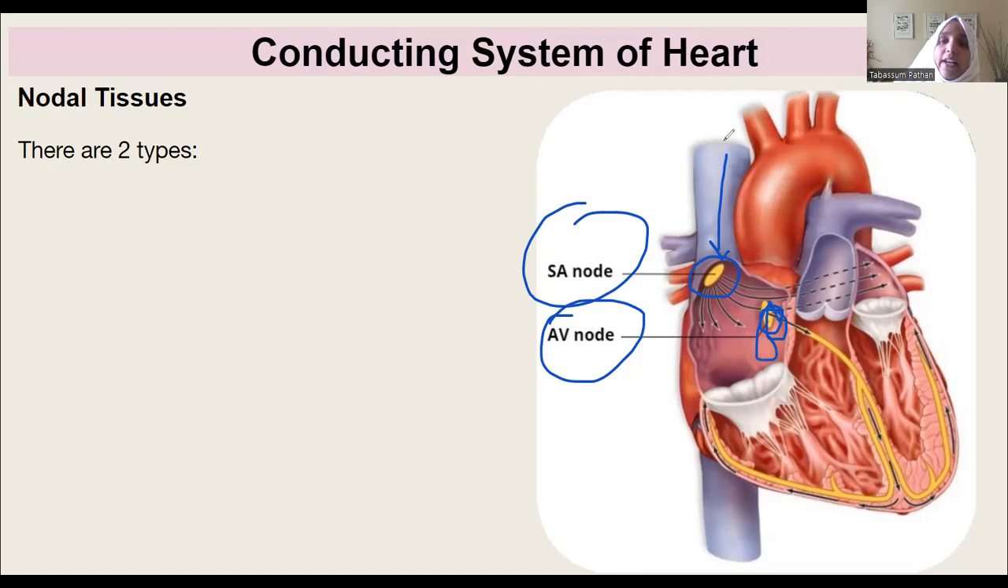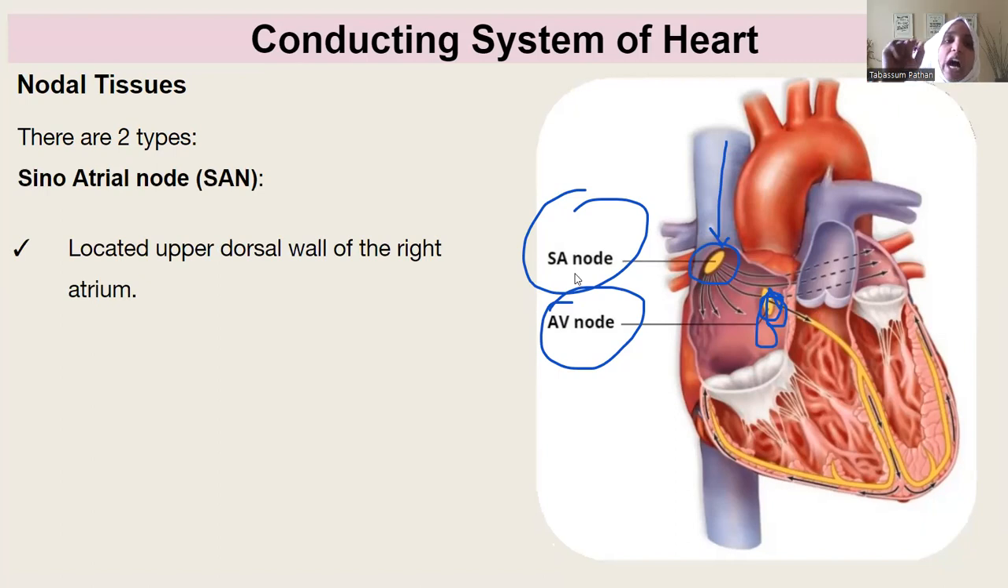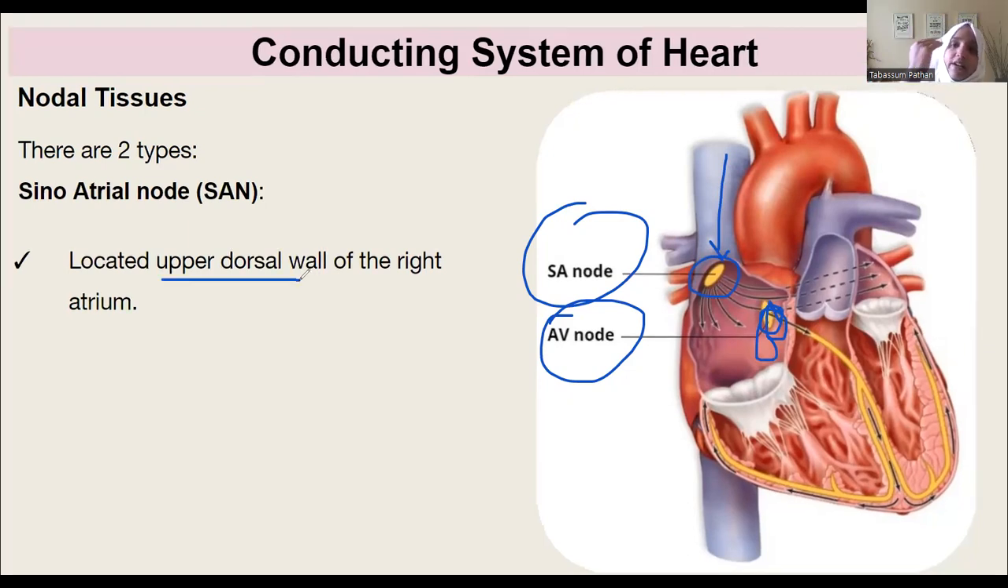The AV node is known as the atrioventricular node because it is present at the junction of the atrium and ventricle. The first is the sinoatrial node. What is the full name? Sinoatrial node. It is present in the atrium, on the upper side, on the dorsal wall at the back, not in the front. When you cut this auricle and look inside, it is located at the back, not on the front side of the right atrium.